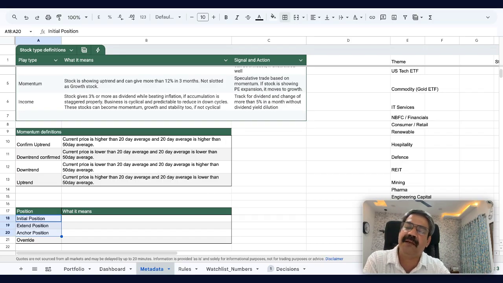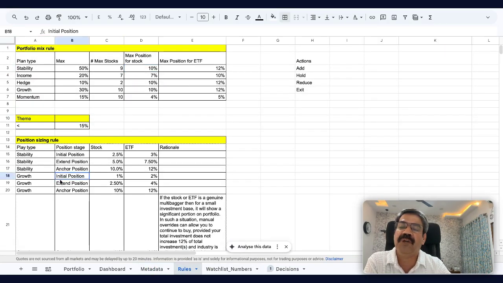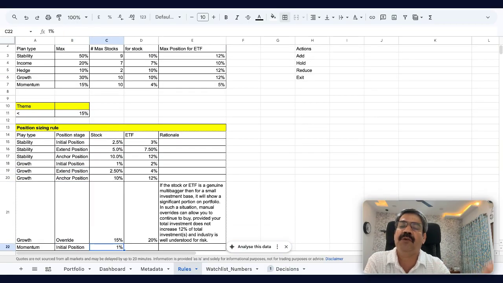What it means is that when you are picking up, let's say, a momentum stock, and you're building a position, and you're not very clear about whether it is going to give you return or not, and after making a bet, if it starts dropping, it is going to be very risky. That is why we've defined a set of rules which says that if you're building a position in the initial phase, whether it is for growth or for that matter for momentum, you should only build 1% of your portfolio into that particular thing.